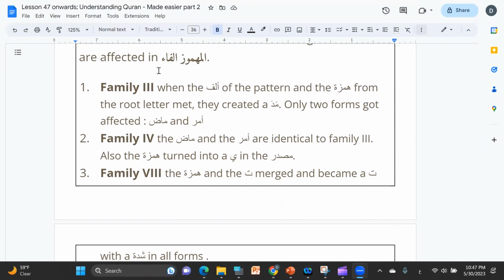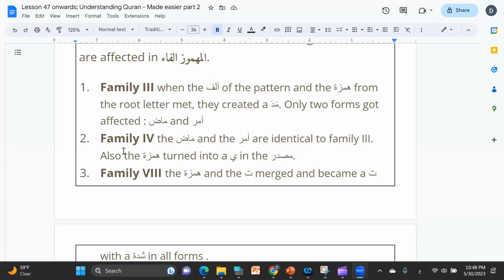Family 3: when the alif of the family pattern and the Hamza from the root letter meet, they create a mad. We put a mad on it. By doing this, only 2 forms got affected: Fele Madin and Fele Amr. Akhaza and Akhiz.